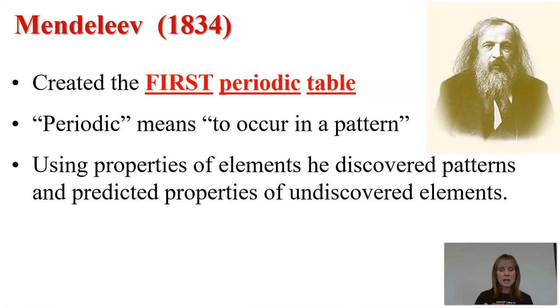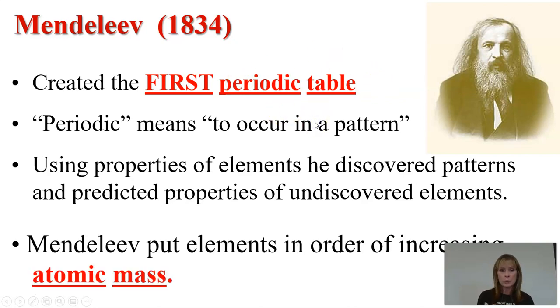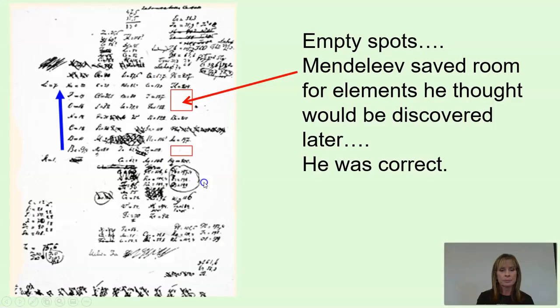Periodic means that something occurs in a pattern, and what he did is he used the properties of the elements that he knew at the time and he classified them. He discovered the patterns, and then he predicted patterns where there were no elements. There were undiscovered elements where he knew there had to be something that went there, but he just wasn't aware of it at the time. So it's kind of interesting. He worked a lot with very little tools. Mendeleev put elements in order of increasing atomic mass. So their weight was how he put together that first periodic table.